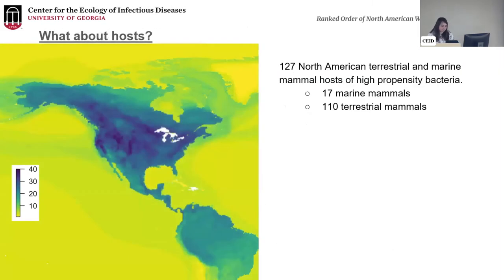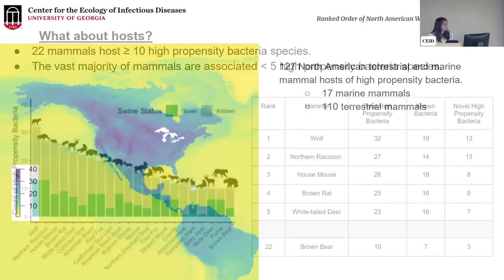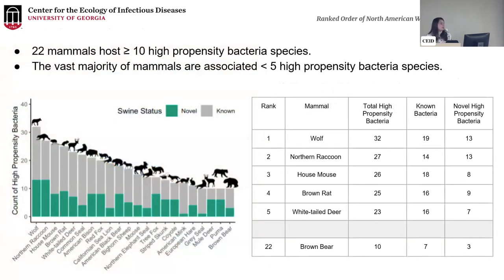So what about the host? We found 127 North American mammals are associated with those 102 high propensity bacteria. And you can see these maps. So there are some marine mammals as well as terrestrial mammals. 22 of the mammals hosted more than 10 of these high propensity bacterial species. So now we've been able to go from the 319 mammal species that are present in North America to just 22 that are hosting many bacteria species that are likely to infect swine. Top is the wolf, and then my friend the raccoon, going all the way down to brown bear.